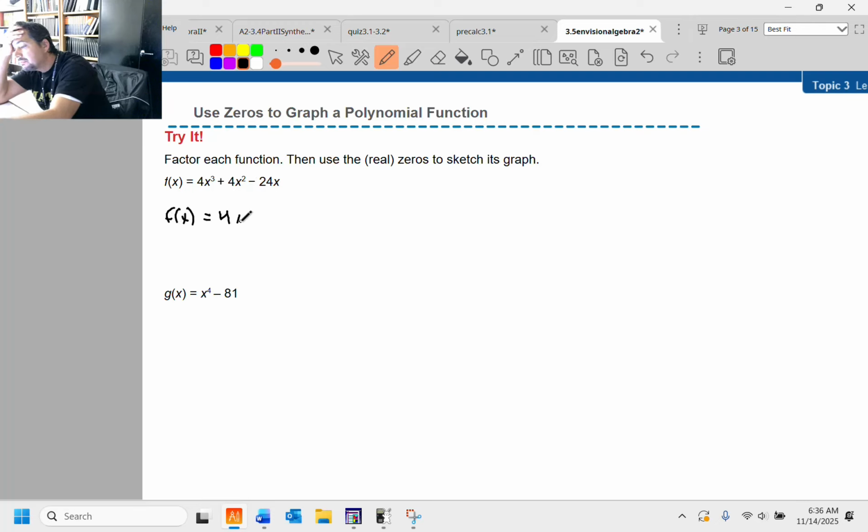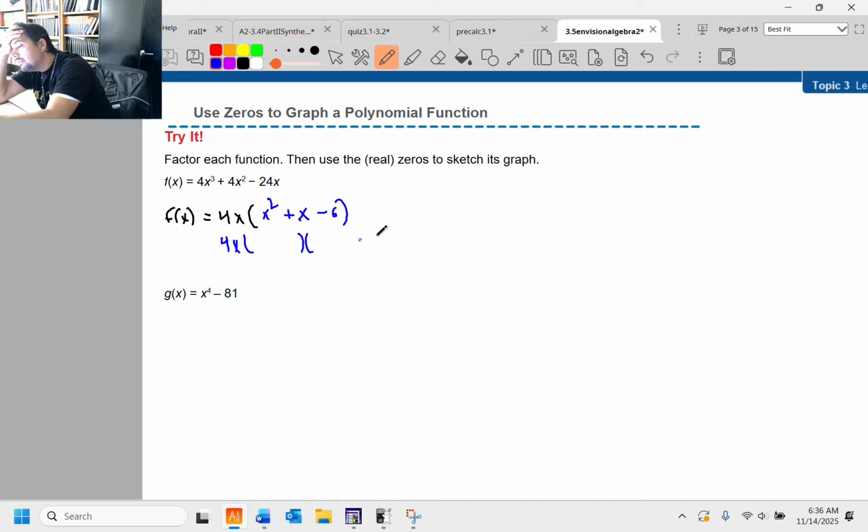Now, if I pull 4x from 4x cubed, I have an x squared. If I pull it from 4x squared, I believe I have plus an x. And if I take negative 24 and divide it by 4, I have negative 6. Because I learned my multiplication tables when I was in elementary school, just like you did.